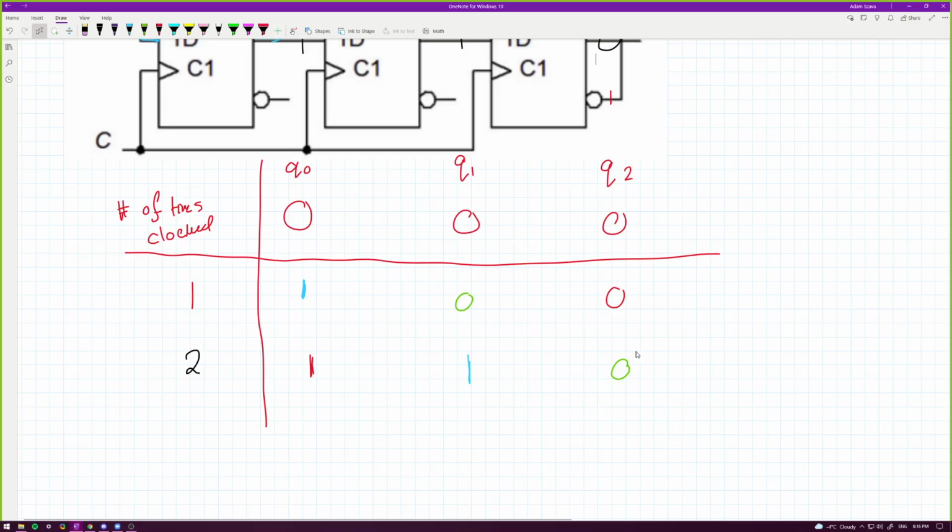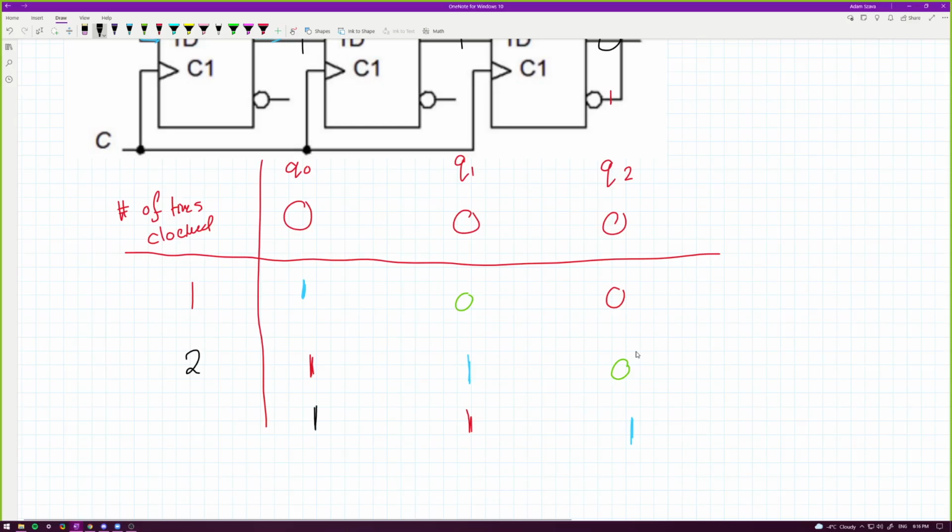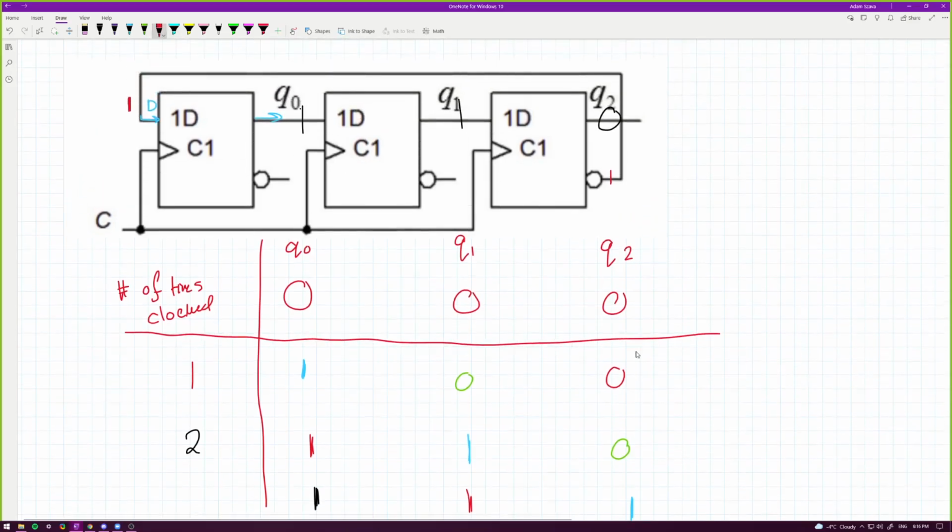And so what's going to happen again is everything's going to shift over. So it's going to be a 1 here, a 1 here. And then we're going to have a 1 coming in still. Still a 1 coming in, so I'm going to put that there. So again, let me repeat that.